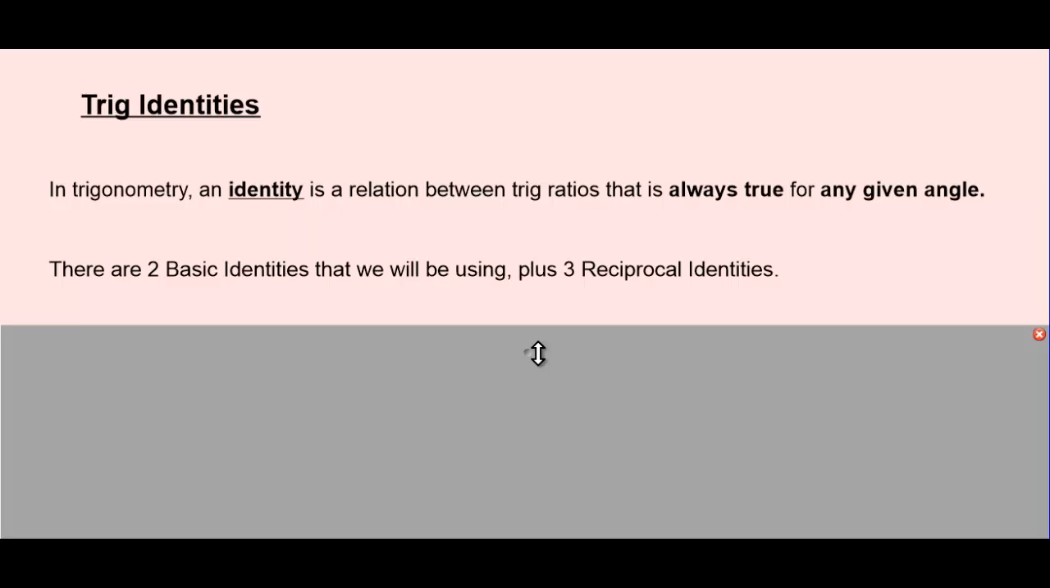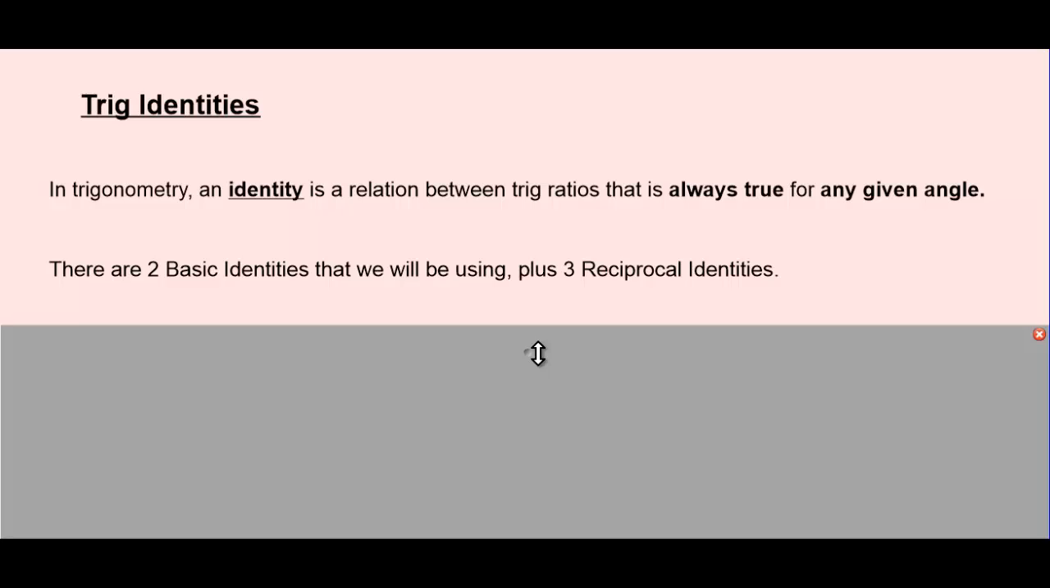In this lesson, we're going to be stepping away from the normalcy of trigonometry, where we're solving for angles and solving for sides and triangles, and looking at a different topic surrounding trigonometry called trig identities. In trigonometry, an identity is some relationship between trig ratios that is always true for any given angle.